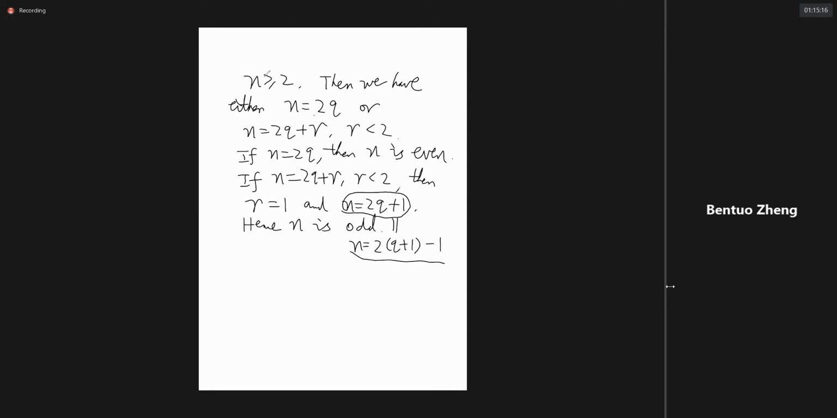Okay, so if n is strictly greater than 1, by the division algorithm, we have 2 cases. Either n is equal to 2q or n equals 2q plus 1. So n is either even or odd. So this proves the first part of the theorem. The first part of the theorem says any natural number is either even or odd. But we have the second part. n cannot be both even and odd.